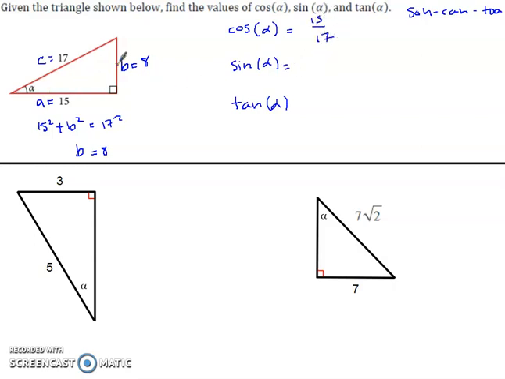Sine is opposite, which is 8 over hypotenuse, so 8 over 17. And tangent is opposite, which is 8 over adjacent, which is 15, so 8 over 15. Right, your turn. Pause the video and try out the next couple on your own.